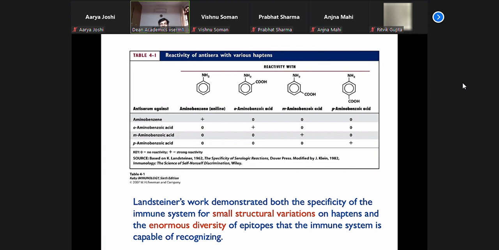So we know this ABO blood group. Okay, so that was actually shown to exist by Landsteiner, and that contribution was recognized with the Nobel. All right, so just read this line. Landsteiner's work demonstrated both the fine specificity of the immune system for small structural variations on haptens and the enormous diversity of epitopes that the immune system is capable of recognizing. Okay, and this is the experiment he did for this.